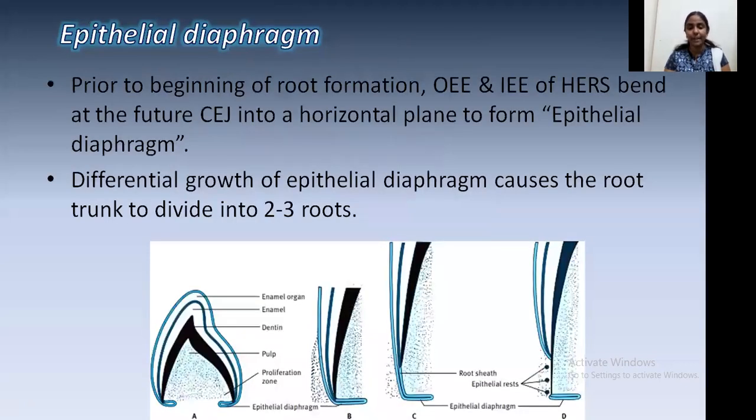Differential growth of epithelial diaphragm causes the root trunk to divide into 2 to 3 roots. When a tooth has 2 or 3 roots, that is because of differential growth in the epithelial diaphragm. This is one point to note: differential growth of epithelial diaphragm causes the root trunk to divide into 2 to 3 roots.